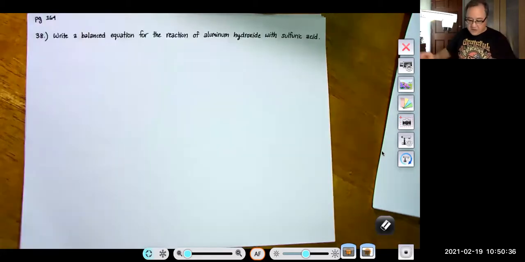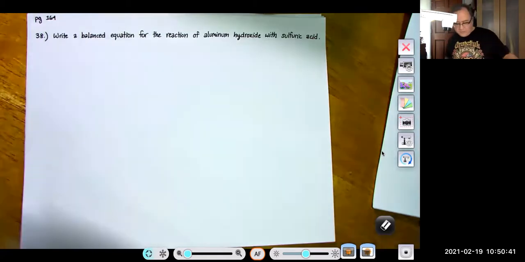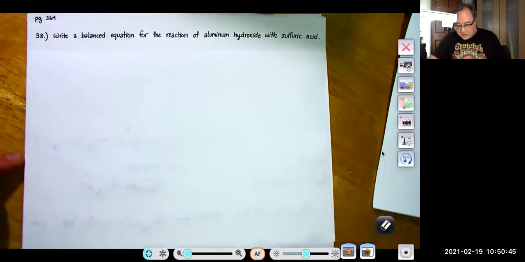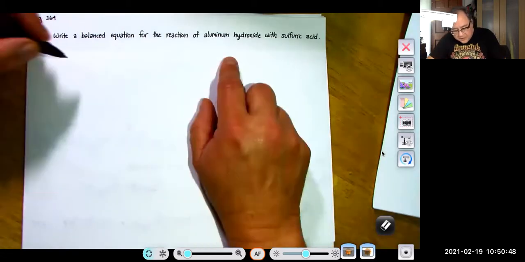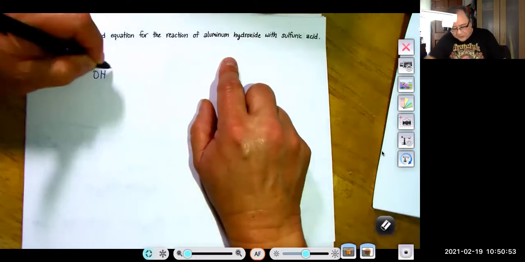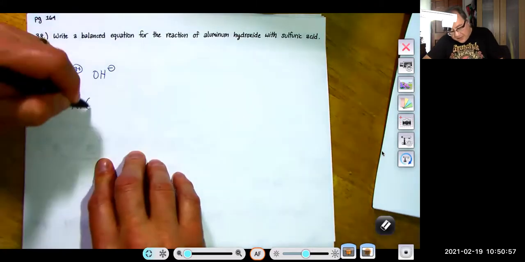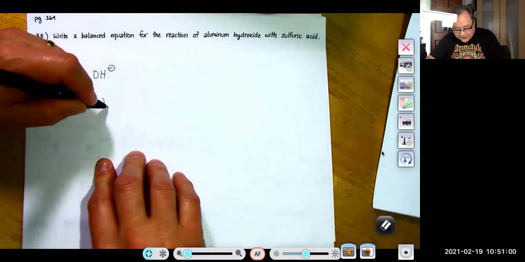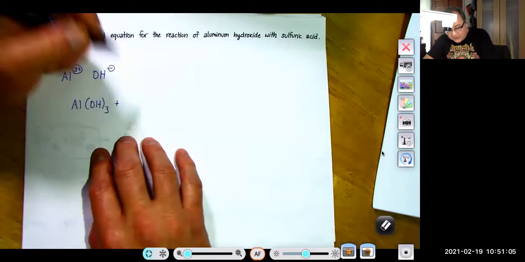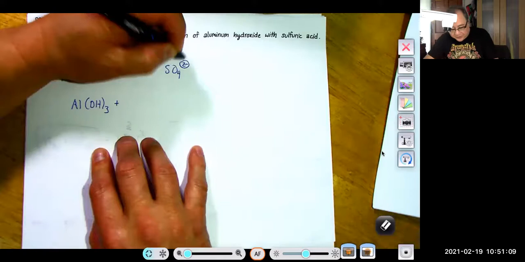Okay, go on. Write a balanced reaction for aluminum hydroxide and sulfuric acid. So aluminum hydroxide, remember aluminum is a +3, hydroxide is a -1. So what's the correct formula? Al(OH)3, and we have to have parentheses because there's 3 hydroxides. Sulfuric acid, you start with the sulfate ion and you add 2 hydrogens.